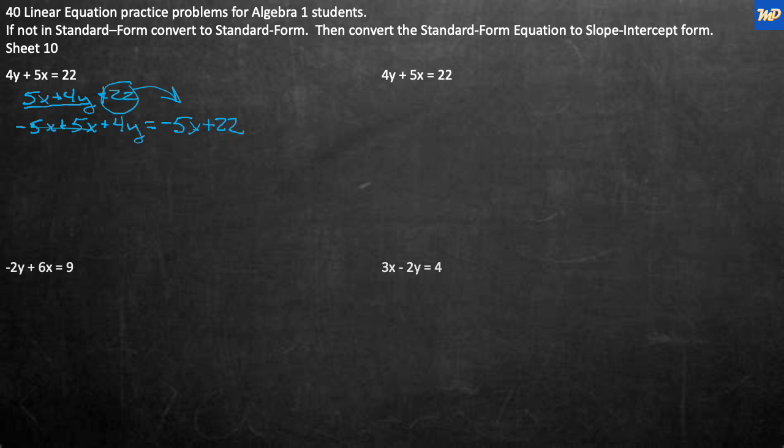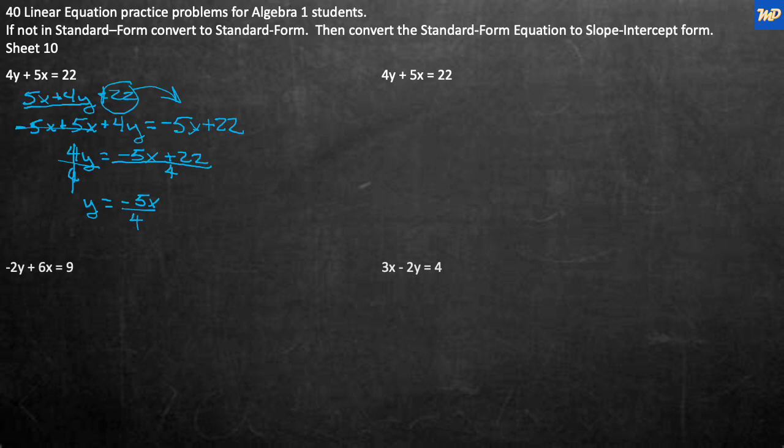The 5x's cancel. We end up with 4y equals minus 5x plus 22. So we're now going to get rid of the 4. So we're going to divide this side by 4 and this entire side by 4. And we're going to get the 4's canceling. So we have y equals minus 5x divided by 4.